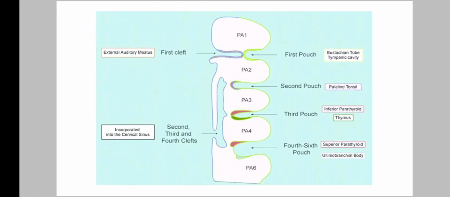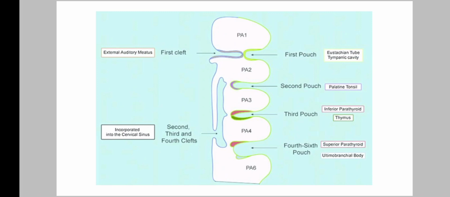In this picture, let's see what is derived from these clefts and these pouches. Then we'll proceed to the pharyngeal arches. So let's begin with the pharyngeal cleft. On the left side, as you can see, that is the first pharyngeal cleft. From the first cleft, there is the development of the external auditory meatus. Then there are the 2nd, 3rd and 4th clefts. These are incorporated into the cervical sinus.